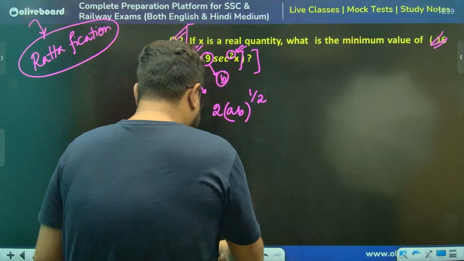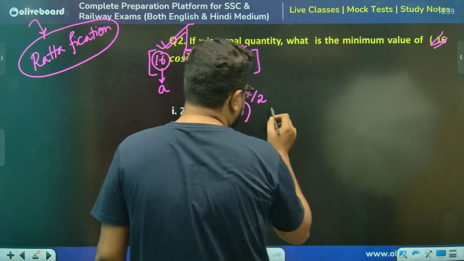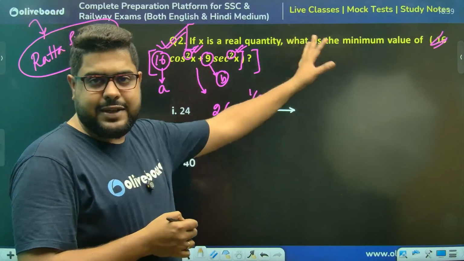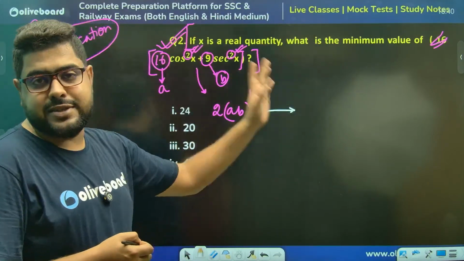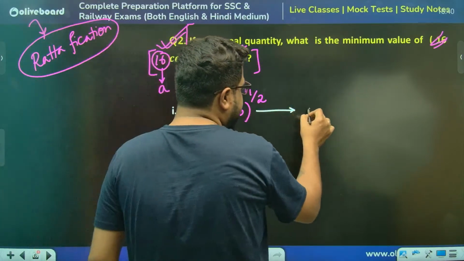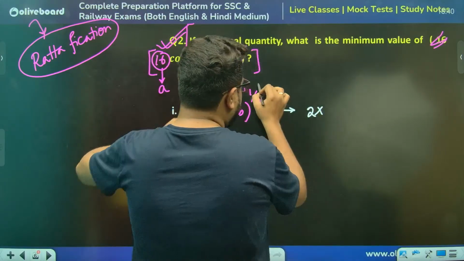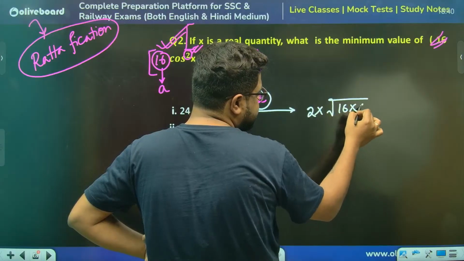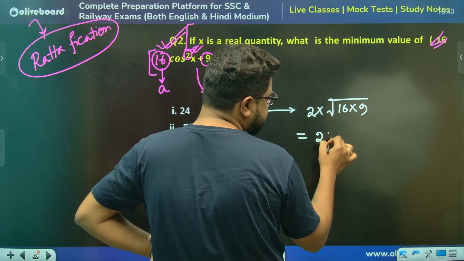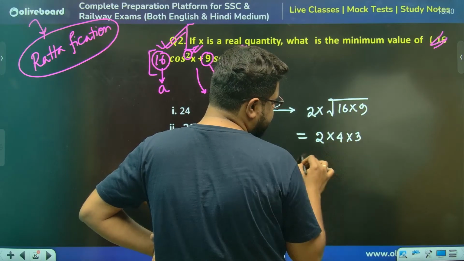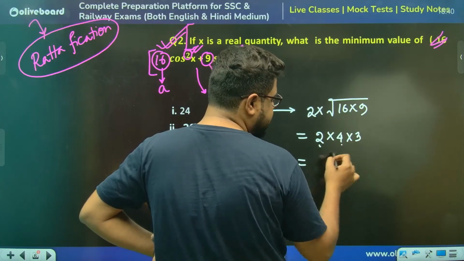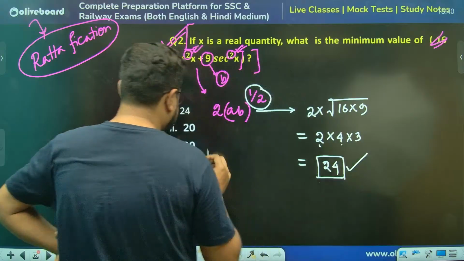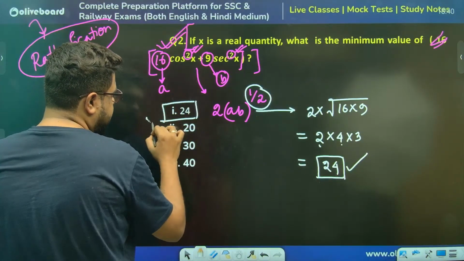Why this happens, the proof and everything, I've discussed in the batch. Here, if you see any question of this type, directly use this. So it will be 2 into the square root of 16 into 9, since power half means square root. Square root of 16 is 4, square root of 9 is 3. 2 fours are 8, 8 threes are 24. That's your answer, option number 1.